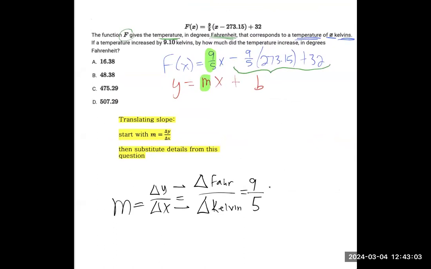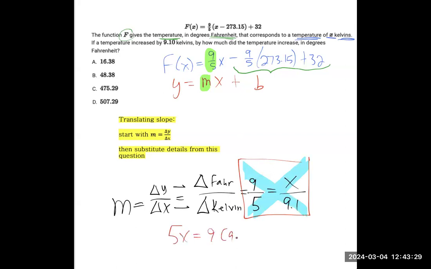And now we're going to take more information from the question. They're saying that the Kelvin is changing by 9.1. And they're asking us, what was the Fahrenheit change? So we'll put an x right there. Now we have a proportion that we can solve by cross multiplying. So we can say 5 times x is equal to 9 times 9.1. So let's write that out. 5x equals 9 times 9.1.